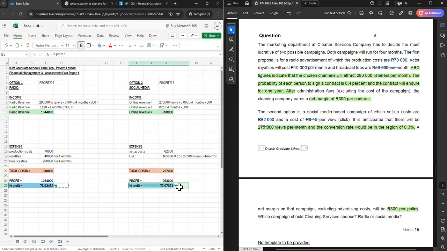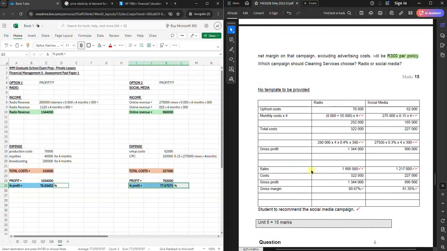Oh wow, that's insane. I totally would not have done the percentage profit. I would have just said, okay, let's see what they did. No, I think you're right.